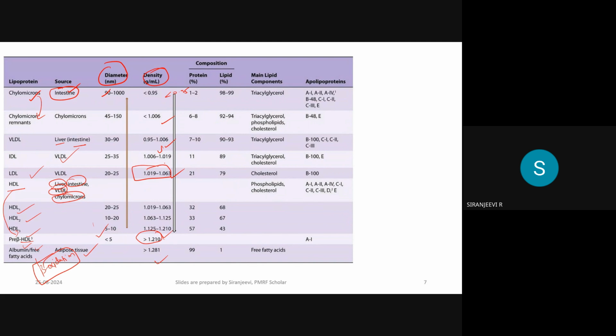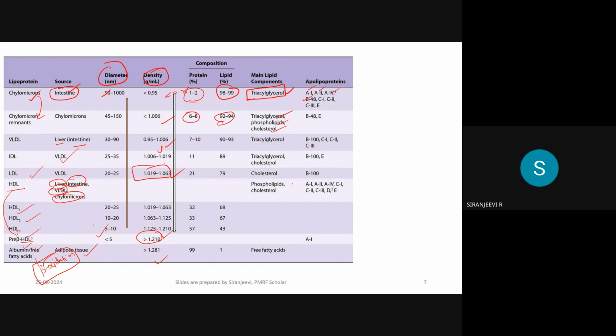And if you see the main lipid components in these different lipoproteins, in chylomicrons, 98 to 99 percentage of the contents are lipid molecules. For example, here we talk about the triacylglycerol. The content of triacylglycerol in chylomicron is so high, whereas the protein content like apolipoprotein A2, A3, A5, B48, these things are 1 to 2% only in the chylomicron. The next thing is chylomicron remnant, which has the triacylglycerol, phospholipids, and then cholesterol. It has 92 to 94 percentage of the lipid content, and 6 to 8 percentage of the protein.